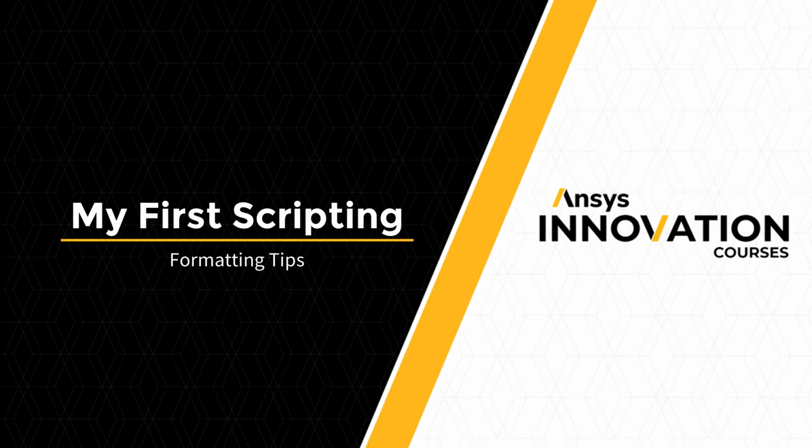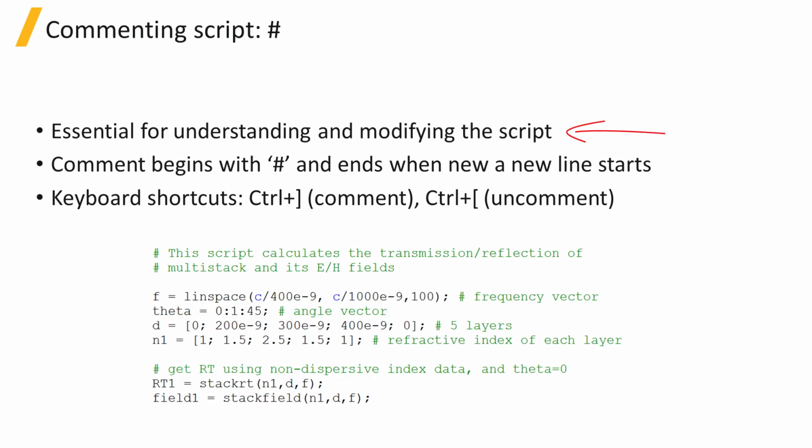We are now going to have a look at some of the key formatting-related operators, which are widely used in the Lumerical scripting language. Adding comments in the script is essential for better understanding it. A good comment can also help reduce the time for modifying the script in the future. In Lumerical script, a comment begins with the hash symbol and ends when a new line starts.